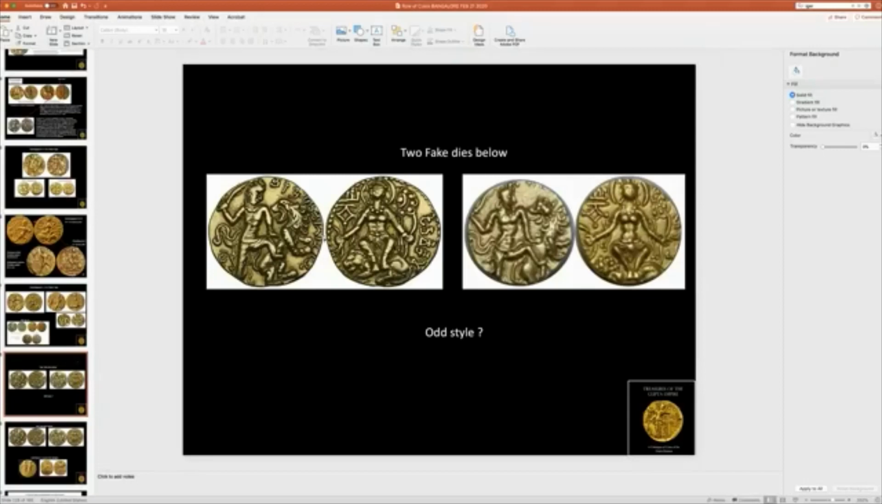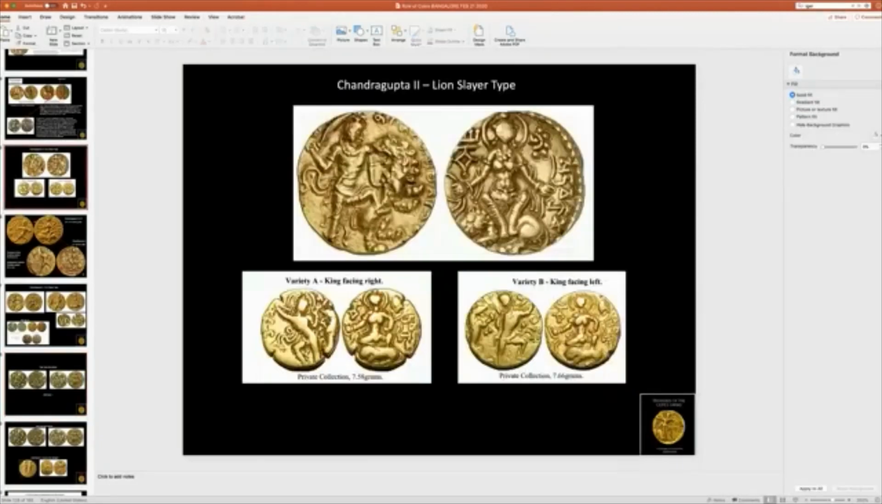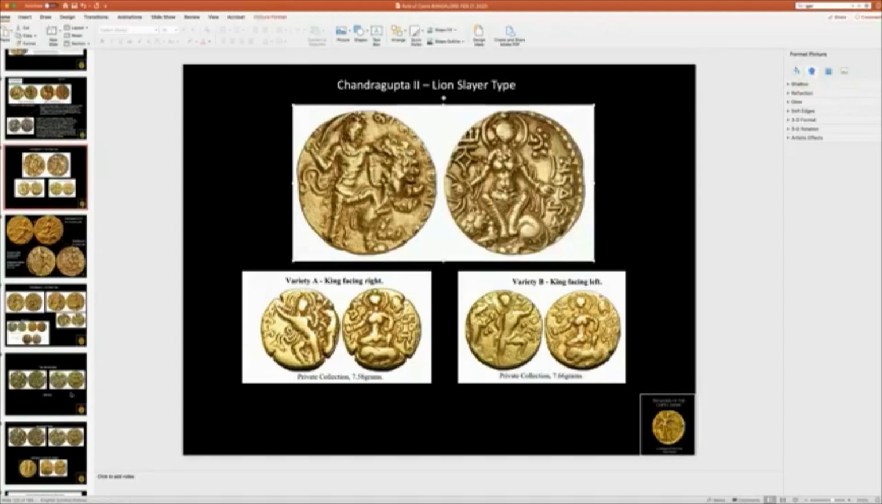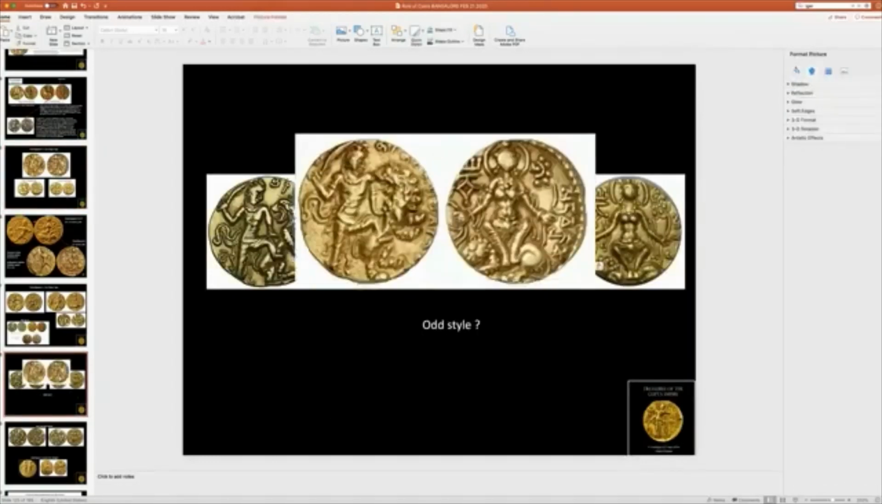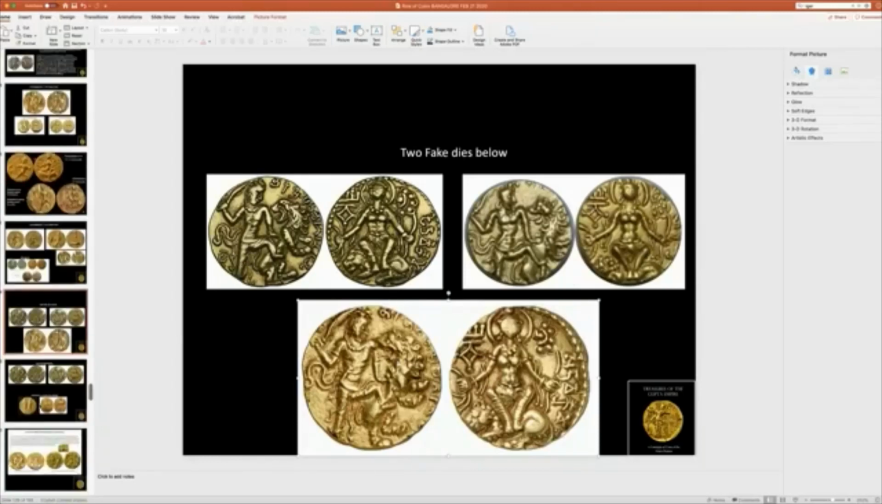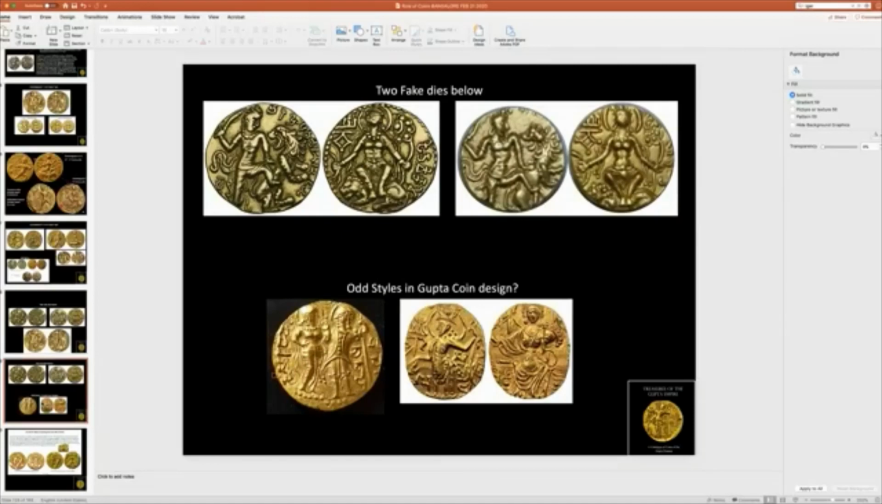But you see, when you come to these coins, these are fake and modern creations. But the question that comes up is that the styling is very odd, correct? You look at that, the styling is very odd, right? So I'll bring this close to you so you can see this together, and you'll see the styling is very odd, right? See the styling of the body, the styling of the lion, right?